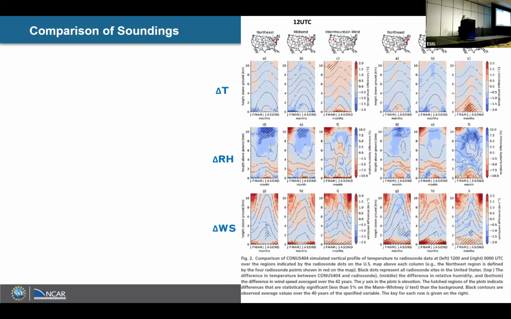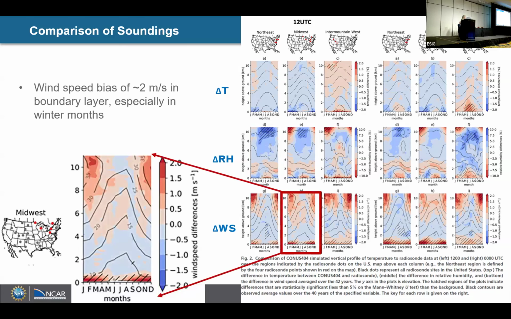On the left is at 12 UTC, on the right at 0. This is really hard to read, so let's focus in on the Midwest. It's validating against soundings at those red points in the Midwest. They're actually kind of northeast as much as Midwest. And you'll see that it goes up to 10 kilometers.